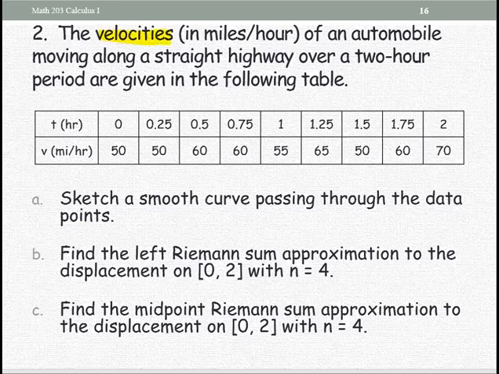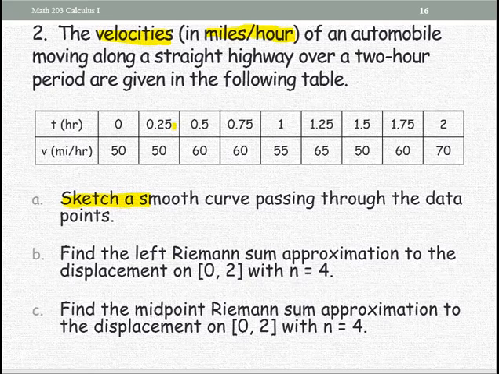The velocity, the unit of the velocity we know, is one of them in miles per hour. From the table, we have the data like at the point of time t equals 0, the velocity is 50. At the point of time 0.25 hours, the velocity is 50, and so forth. So from this table, in part A, we're going to sketch a curve passing through the data points. So we have 1, 2, 3, 4, 5, 6, 7, 8, 9 points. Okay, we're going to put them all into one graphing area.